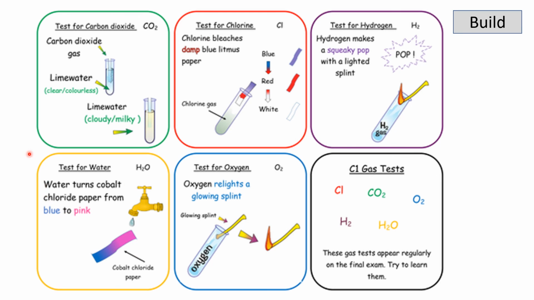Ignore water there, you don't need to know that one. So carbon dioxide, chlorine, hydrogen and oxygen, you would need to know the test for that, and whether the gas you're making would test positive for that test or negative for that test. So how do you know what gas you think you've made? How would you prove it? Or what would happen to this gas in lime water? Well, it's not carbon dioxide, so it would be a negative test.